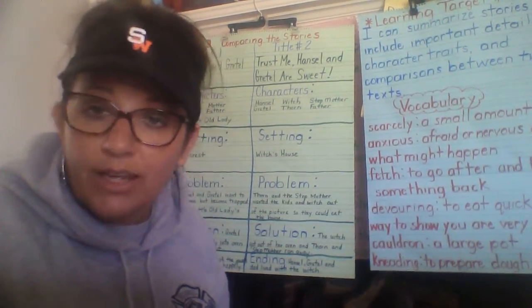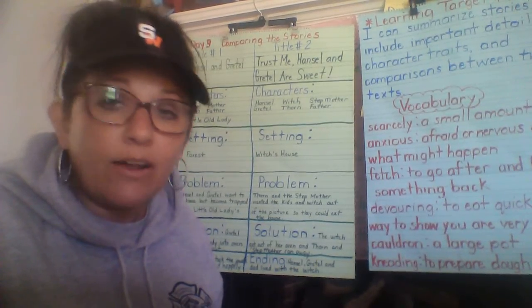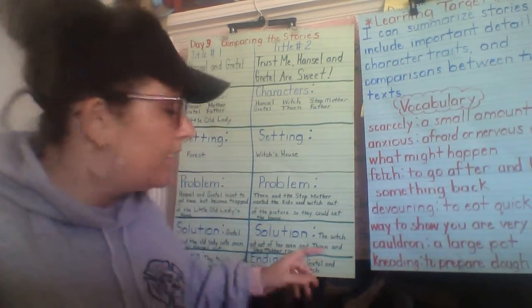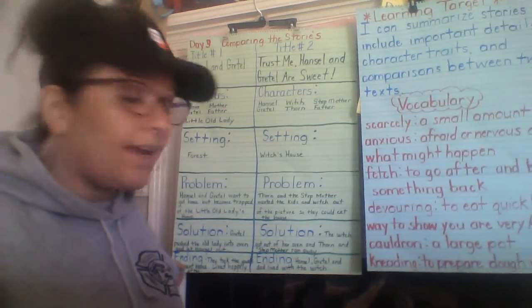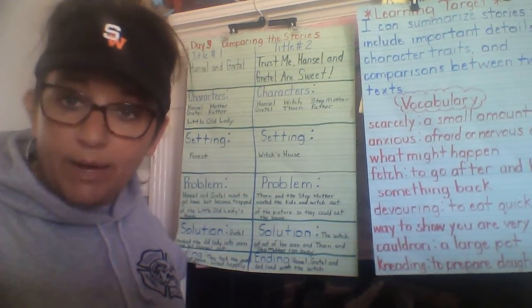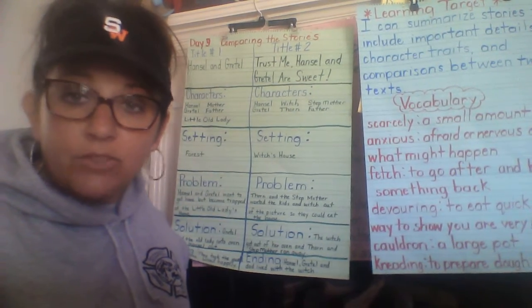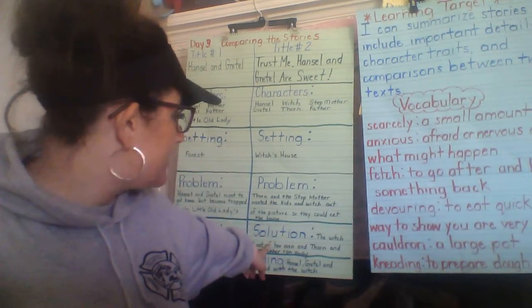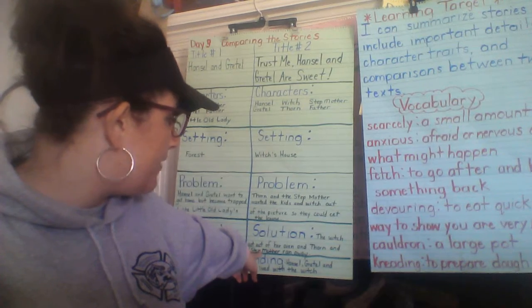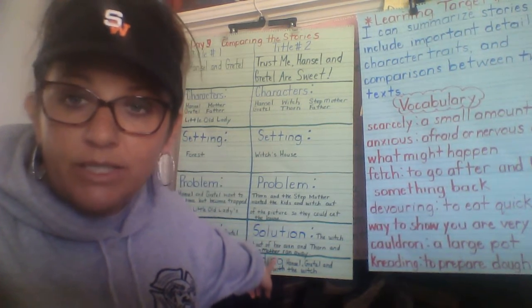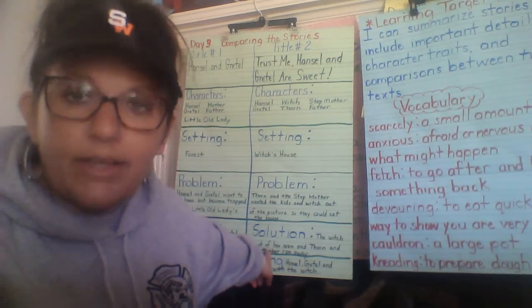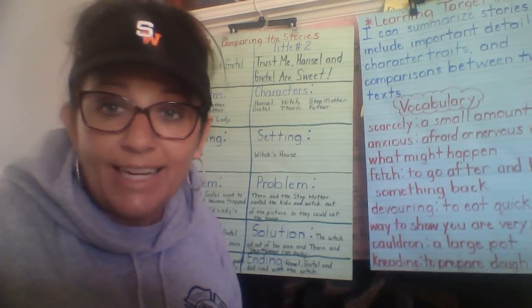So solution, that's how our problem is solved. How did they get around this problem? In the first story, Gretel pushed the old lady into the oven and let Hansel out because remember he was trapped and they wanted to get home. So she let him out. And then in the second story, the witch got out of the oven and Thorn and stepmother were scared away because they couldn't believe she was still living after being in the oven. And they were never seen again.